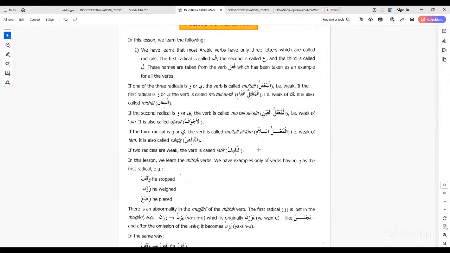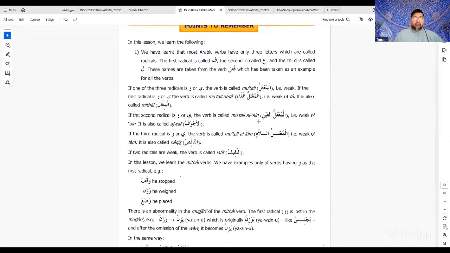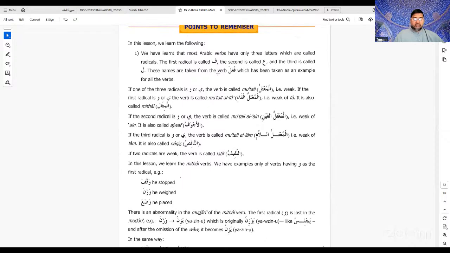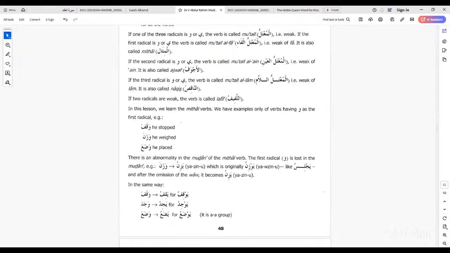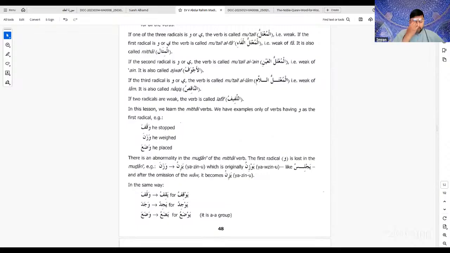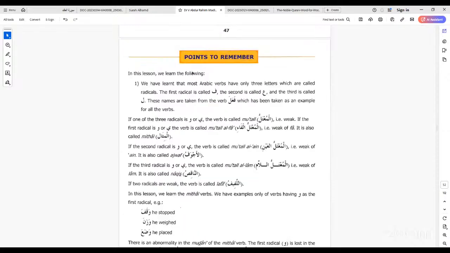I'm going to ask Sister Razia to come on the mic, please, and kindly help us to go through the points to remember so that we understand. So, as I said, I don't know whether I have joined you. Can you hear me? Yes, I can. Okay. It's page number 48, points to remember. Bismillah.